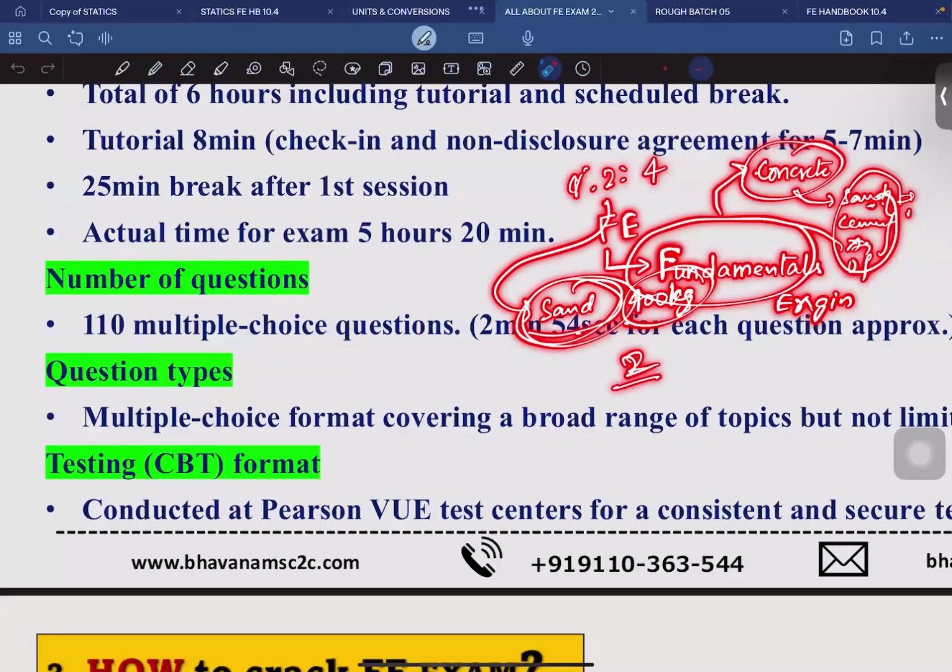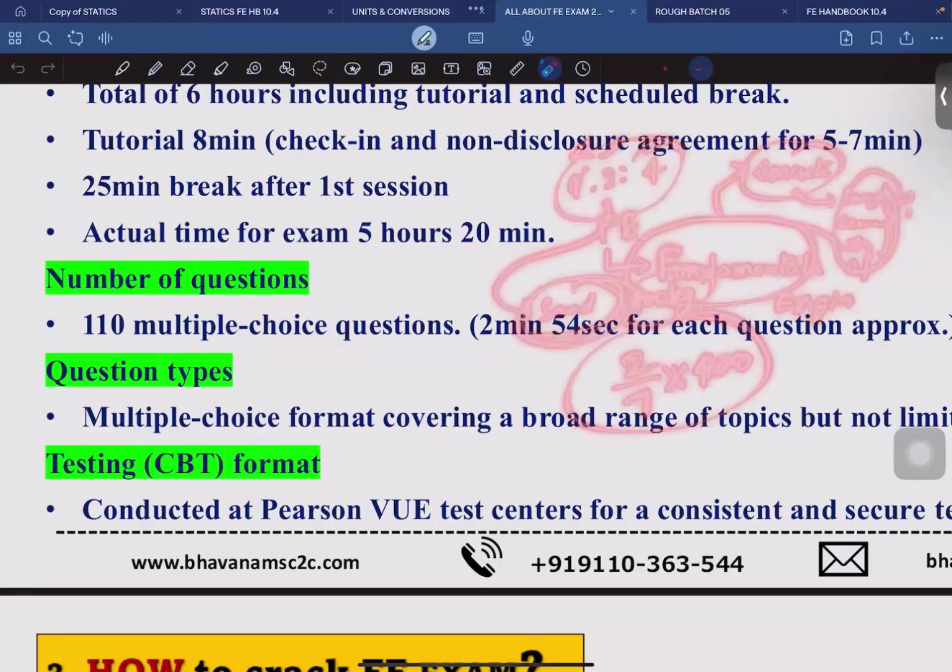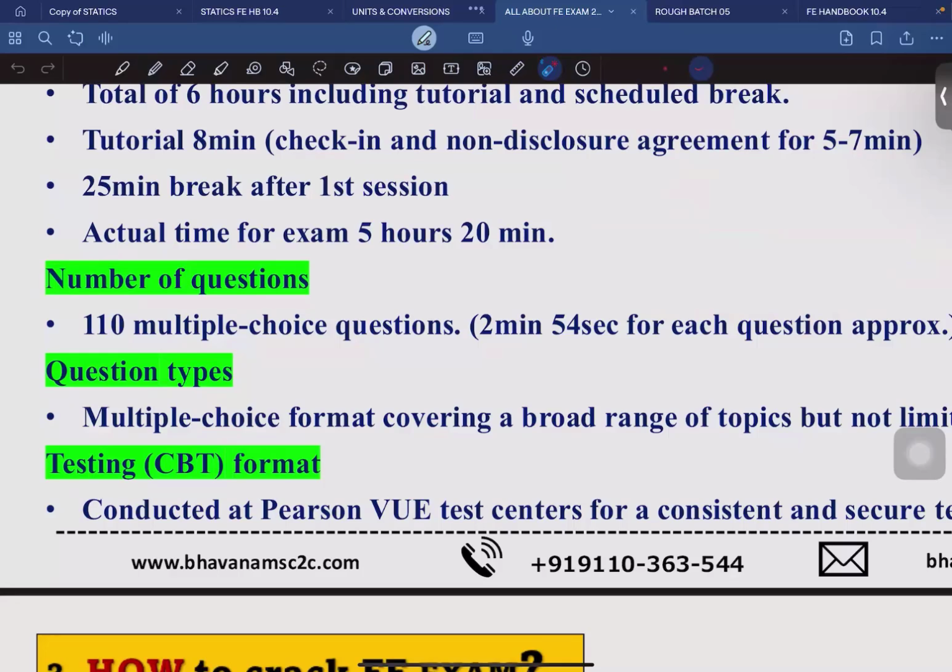Then it's very simple: 2 by 7, multiplied by 400. Actually, the summation is 1 plus 2 plus 4, that is 7. Yes, right. So this is the exact level of questions you'll get in FE. Don't worry, we'll make the things very easy for you.